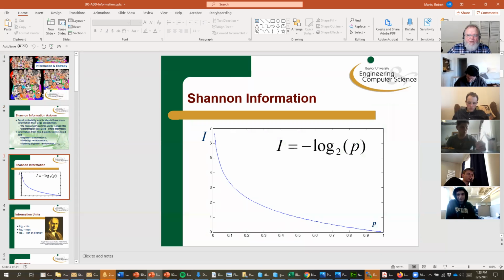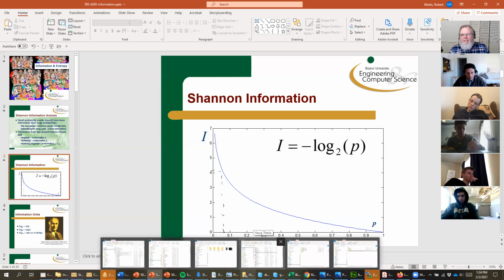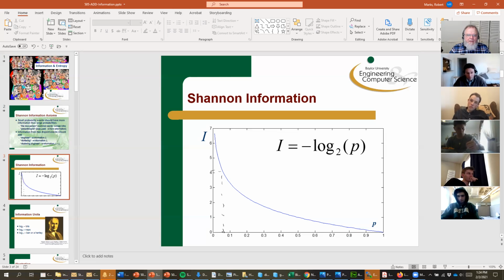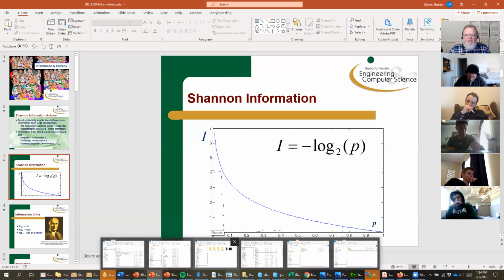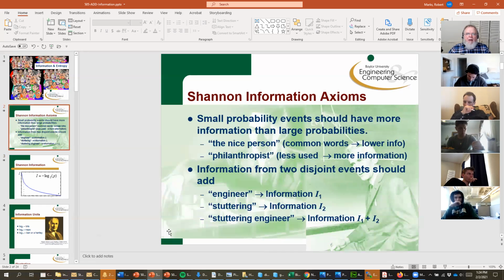Shannon showed that there was only one function that described all of this, and this is minus the log of the probability. You can see in this curve, as the probability goes from 0 to 1, it obeys the idea that small probabilities have big information, whereas big probabilities have small information. So it obeys the first axiom: small probability events have more information than large probabilities.